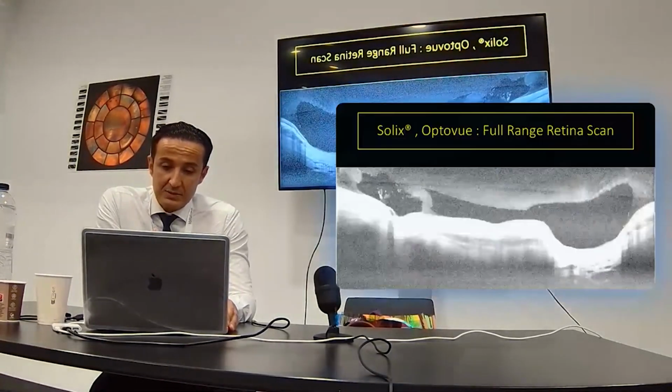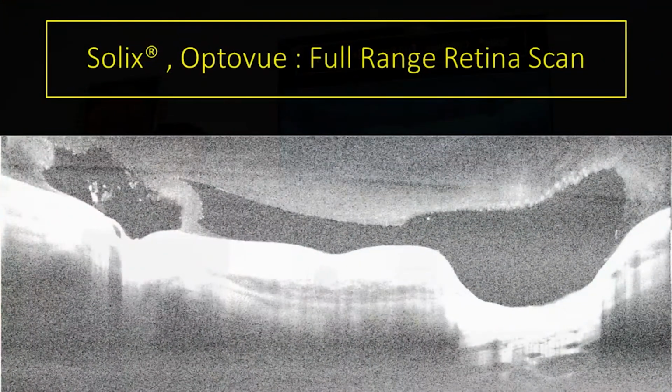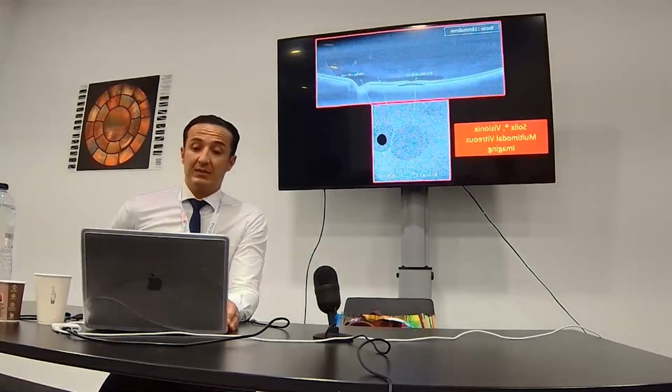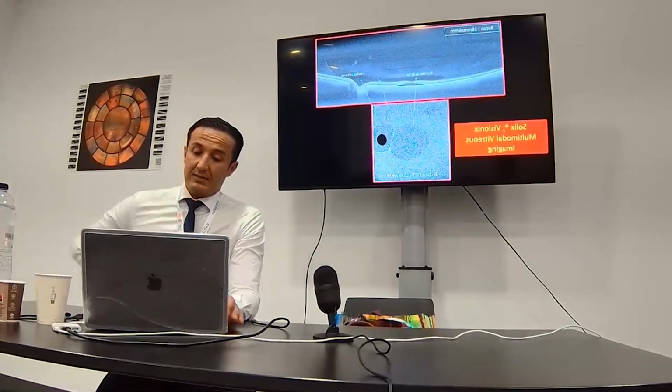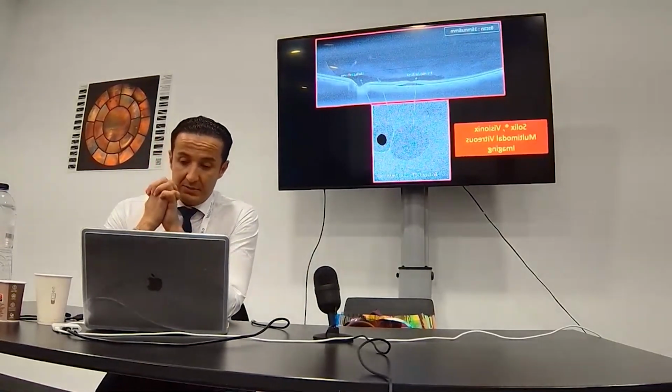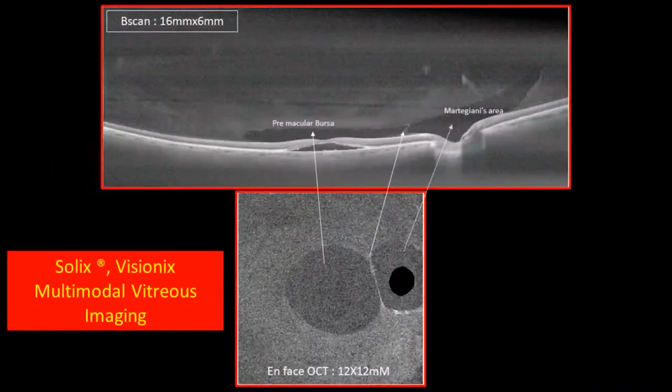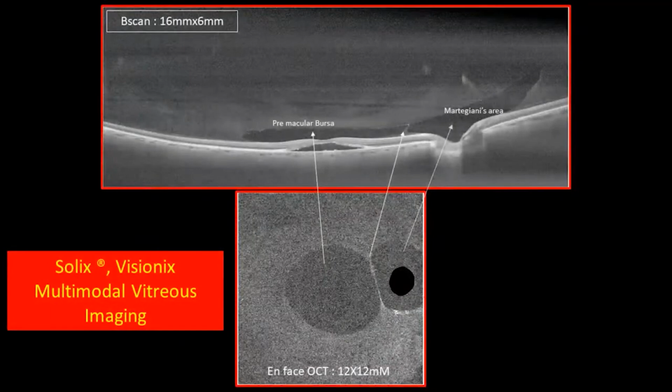Another case here with a coloboma with a very large premacular bursa. You can highlight the area of Martegiani. And look, you can have another modality with the OCT en face. You can image the two pockets of premacular bursa and Martegiani area as compared to the scan. With age, there is a connection between the premacular bursa and Martegiani area.